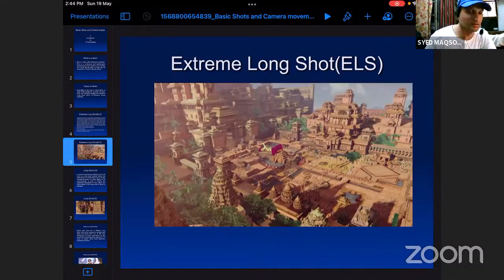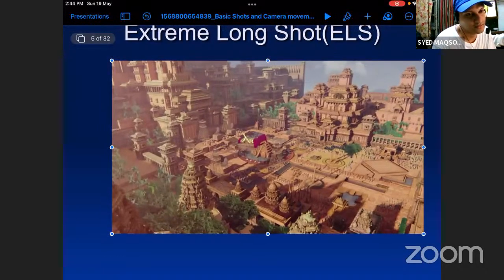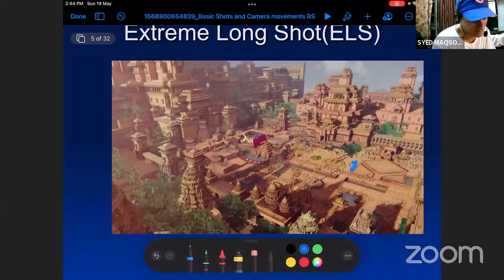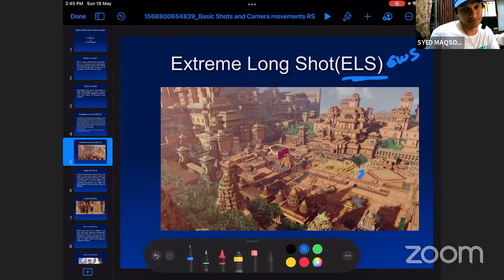This is an extreme long shot. In the extreme long shot, you are showcasing the entire area, the location. You can see the persons somewhere here, but you can't identify them. But it shows that there are ports, and this is the location, the city. This is called extreme long shot. It is used to establish where the action is taking place. That is called ELS or EWS, extreme wide shot.